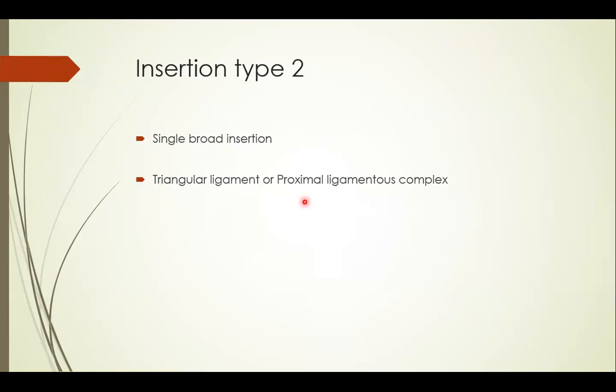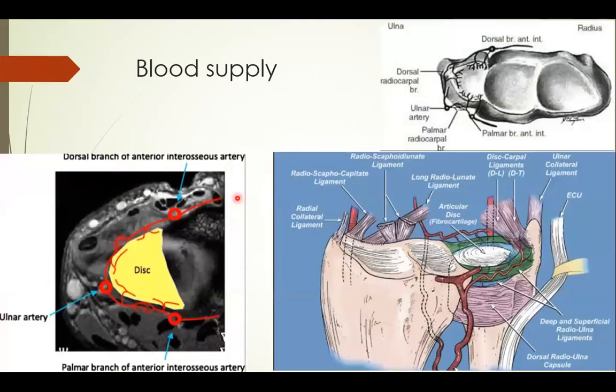The second type of insertion is a single broad insertion that forms a triangular ligament or a proximal ligamentous complex. The blood supply, as mentioned, is peripherally rich thanks to the ulnar artery and its anastomosis with the dorsal branch of the anterior interosseous and the palmar branch of the anterior interosseous. As you can see here, the peripheral 10 to 40% is usually the supplied zone, and the center is the avascular zone.